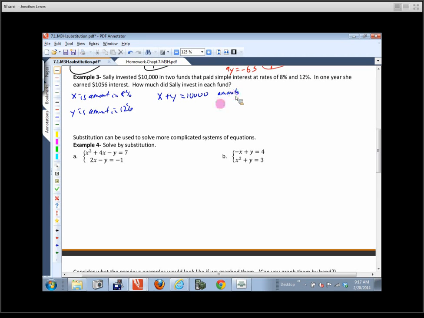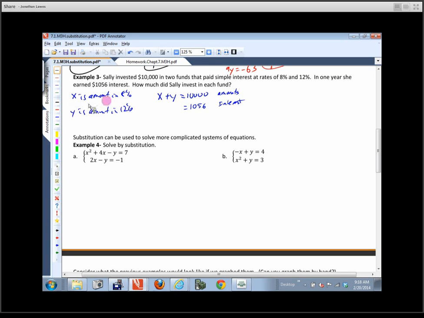Okay, now we're going to write an equation about interest. Now, does it say how much interest she earned? It does, $1,056. Okay, but you'll remember, if I invest x dollars at 8%, if I did $100 at 8%, I'd earn $8 in a year. $200 times 8% would be $16 in 2 years.